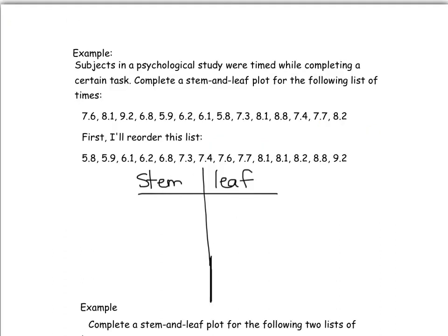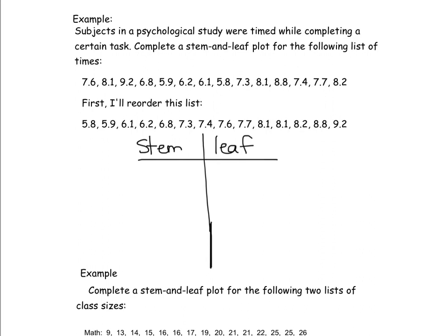Now we'll look at another example. In this example, we have a list of data that are coming from subjects in a psychological study. They were timed to see how long they could take to do a certain task, and we're asked to put this data in a stem and leaf plot. So the first thing is the numbers were reordered for you, so it's very helpful if the numbers are in order to draw our stem and leaf plot.